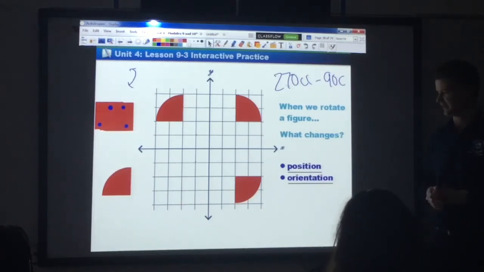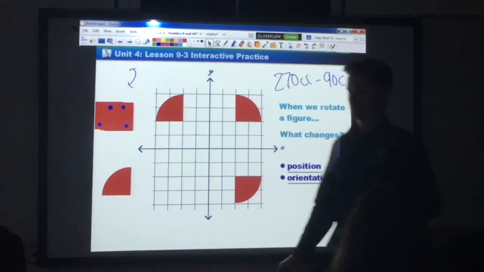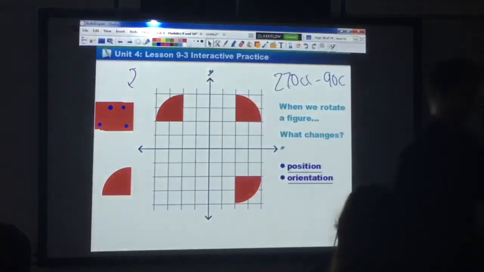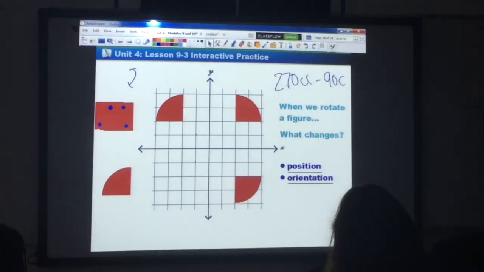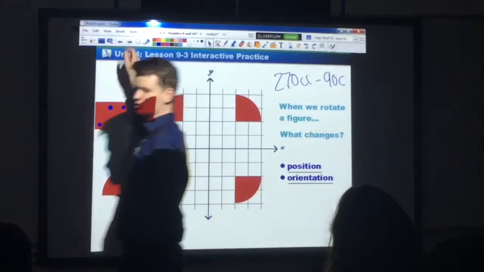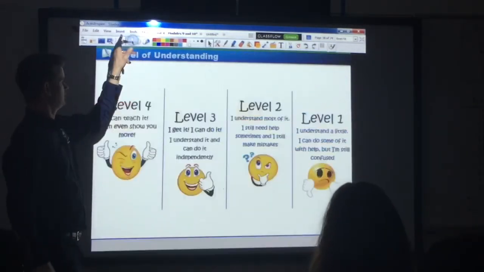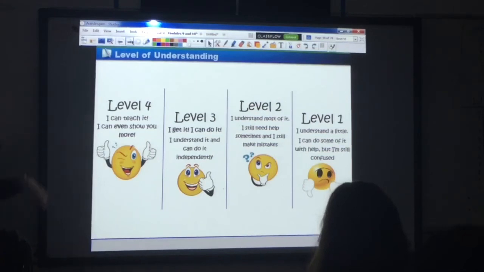But alright, it's there, we know it's there. Position changes, orientation changes. Good job. There's one for you. And any questions on this at all? Any questions? No? Alright, so 4, 3, 2, 1 on this.